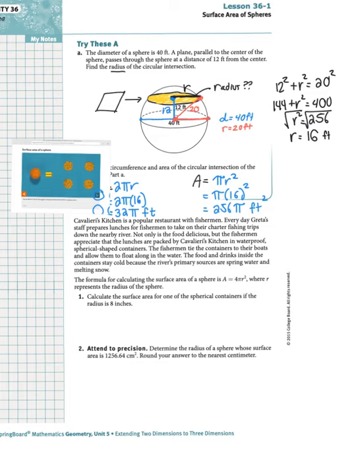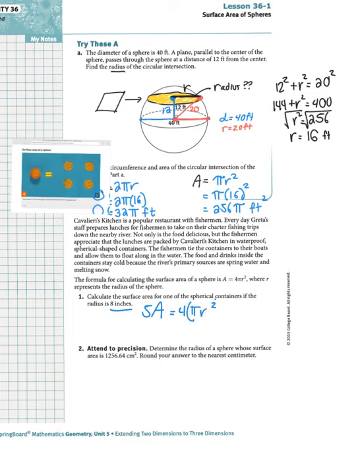R was representing the radius of the sphere, which was also the radius of one of those circles. So if we wanted to calculate the surface area for one of the spherical containers, if the radius is 8 inches, well, this is going to be a simple plug-in. Our formula for the surface area is 4 pi r squared.